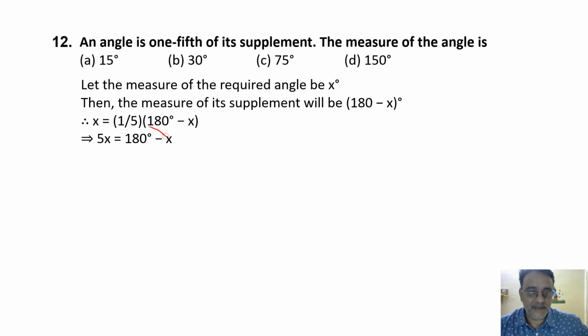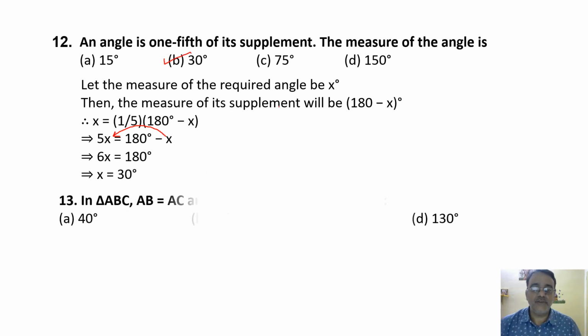Right, now shift minus x to this side, it will become plus x. So we will get 6x is equal to 180. So what is the value of x? 30. 30 degree, right? And the correct option is option B. Option B. Right. So now we are moving toward the next question.